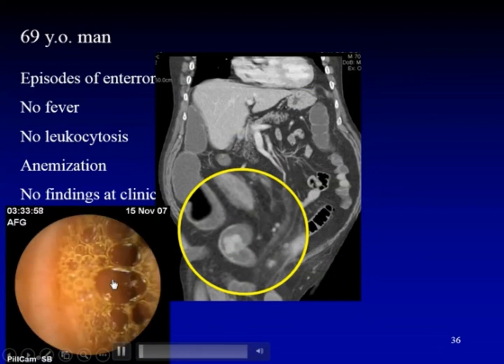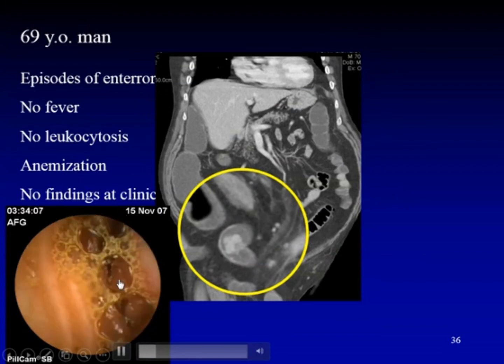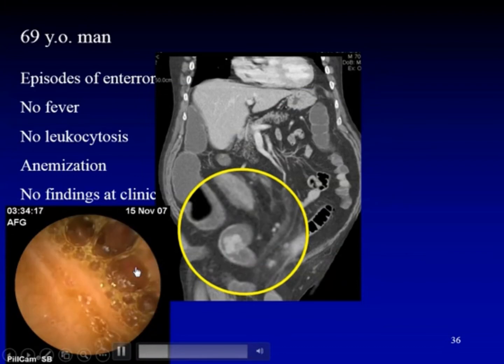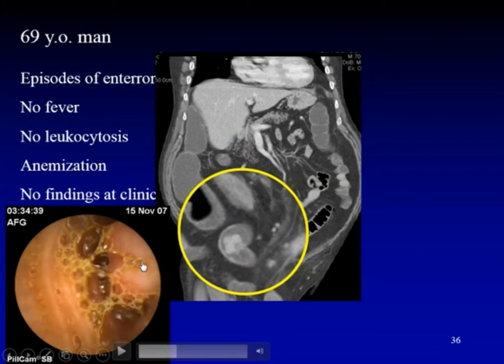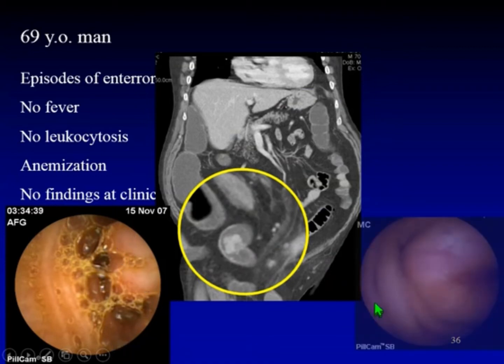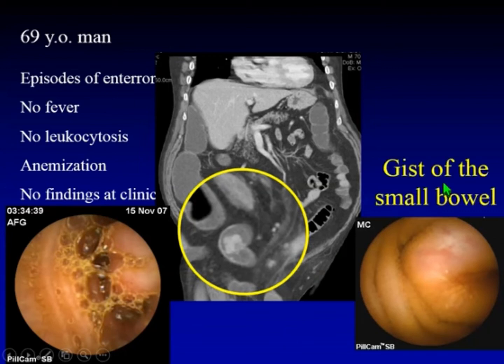But the diagnosis by video capsule was so difficult because it found only this pink bulging of the mucosa toward the lumen, nothing more, because probably the pathology was under the mucosa. In effect, the diagnosis was made by the surgeon, who found a GIST of the small bowel.